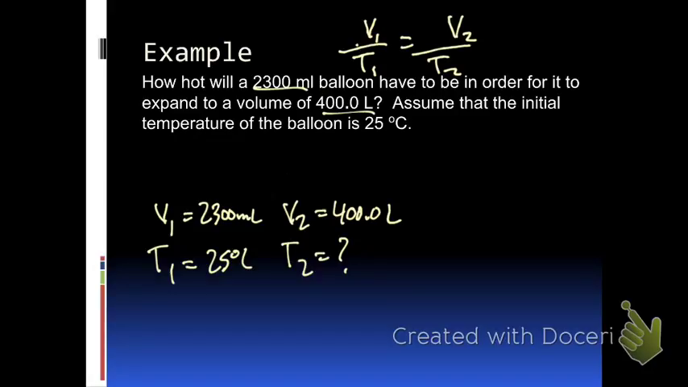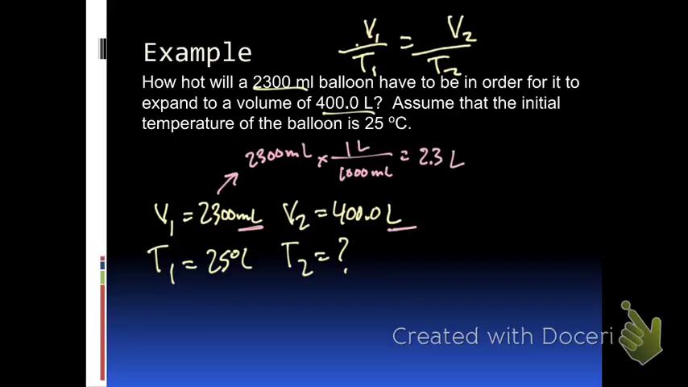And so what I want you to notice is that with the combined gas law, pressure and volume have to have the same units. But here we see that V1 is in milliliters, but V2 is in liters. And so we have to convert either V1 back to liters or V2 to milliliters. It doesn't matter as long as they match. I'm just going to convert my 2,300 milliliters to liters. So you get 1,000 mL over 1 liter. This will equal 2.3 liters.